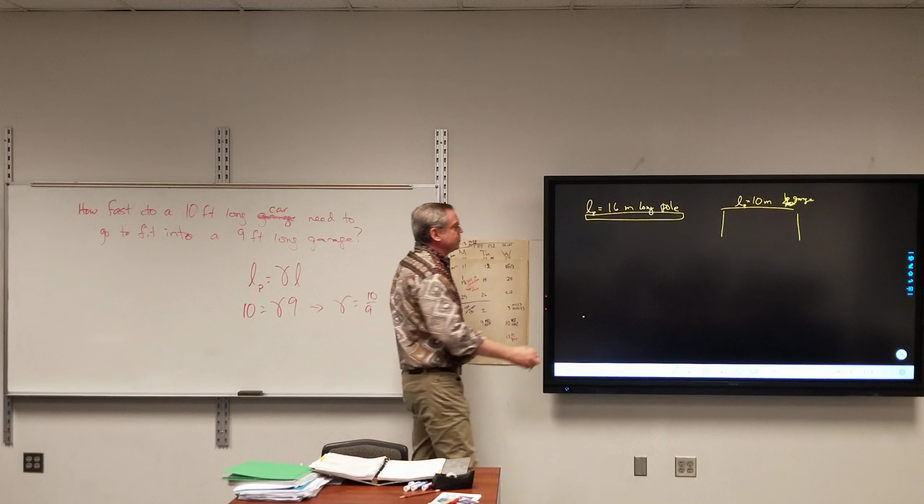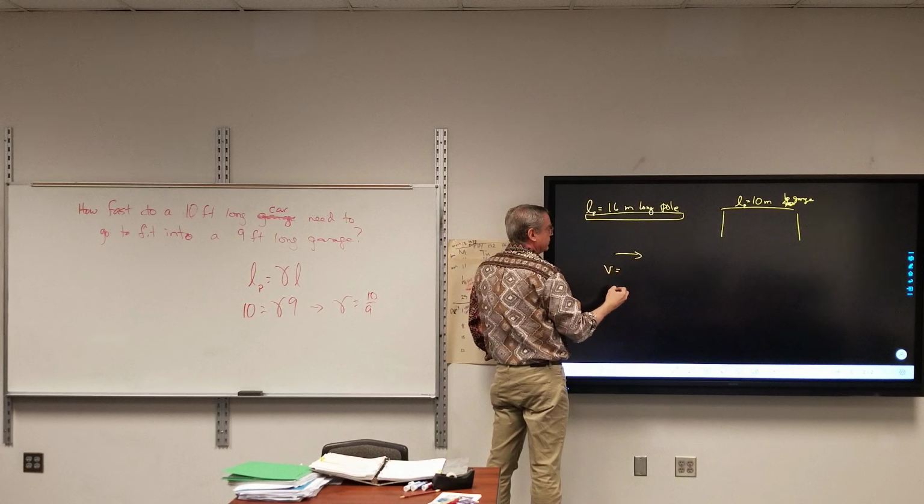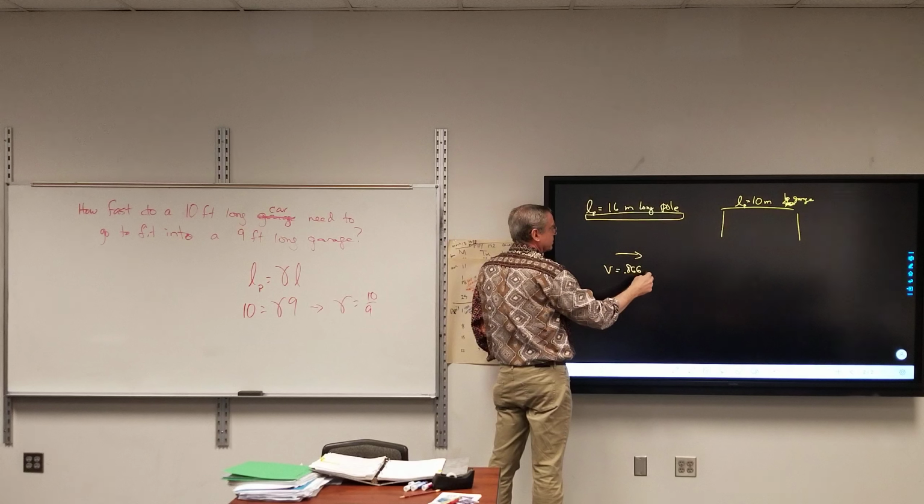Now the pole is going to be traveling. The velocity or the speed of the pole is going to be 0.866 times the speed of light.